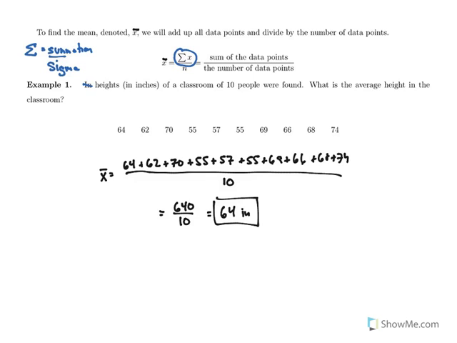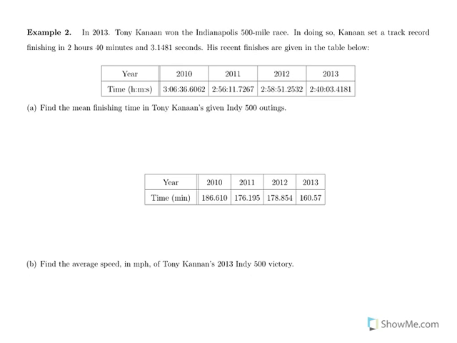Let's look at some more complex examples with finding the mean. So in 2013, Tony Kanaan won the Indianapolis 500-mile race. In doing so, Kanaan set a track record finishing in 2 hours, 40 minutes, and 3.1481 seconds. His recent finishes in the Indy 500 are given in the table below. So we have 4 different years, including his winning year in 2013, and the different times in hours, minutes, and seconds. We want to find the mean finishing time in Tony Kanaan's given Indy 500 outings.